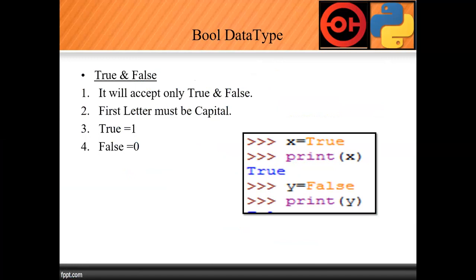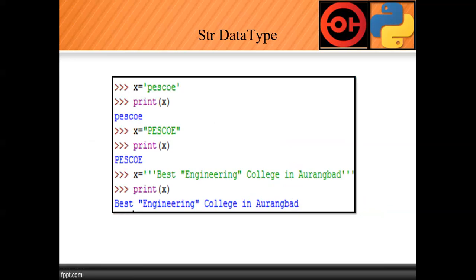Bool stands for boolean value. If you use the bool data type, we get the value either True or False, only one of the two. When does True come? If the condition is satisfied. When does False come? If the condition is not satisfied. What is the meaning of 1 and 0? True is equal to 1, False is equal to 0. It will accept only True and False. The first letter must be capital. This rule is very important. If you forget it, you get an error, because this is a class which is already defined, so its first letter is capital.